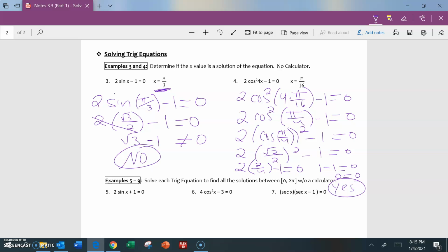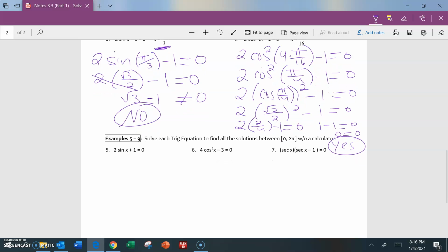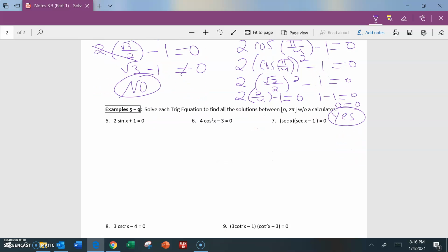Okay? So what we're going to do now for the rest of our notes or lessons is solve these algebraically. It says solve them without your calculator, and we have to find all the solutions between 0 and 360, which is 2 pi. So we need to not just remember that there's going to be possibly more than one answer multiple times, okay?